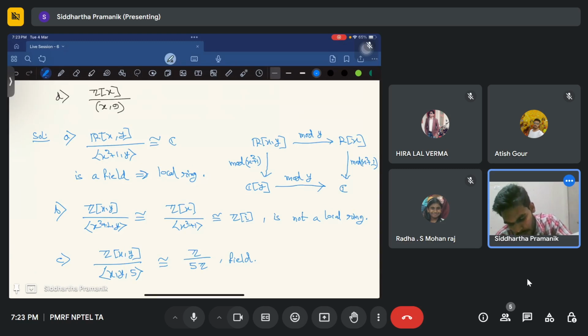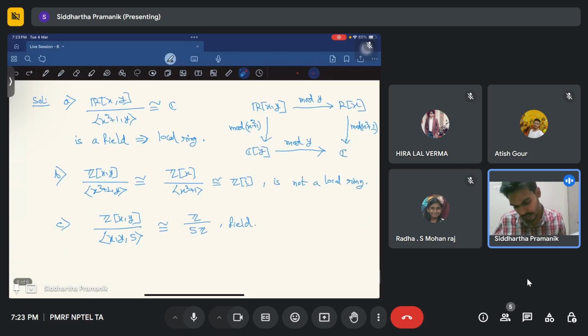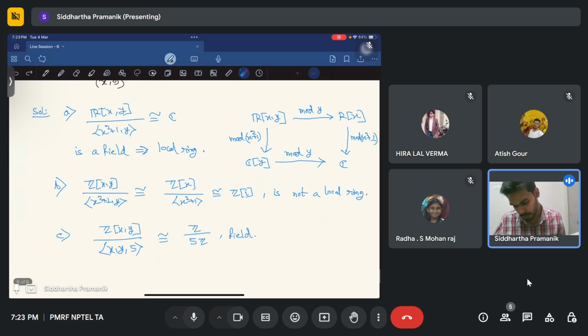If you look at this example, I go modulo by y first. Then we have the quotient ring, right? So we need to check the image of x square plus 1 in this quotient ring. Then we need to go modulo by that element. But here this element remains the same, so I just go mod by that element x square plus 1. In all these cases the same thing happens, so I think it will work out.